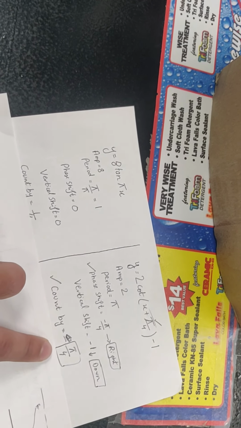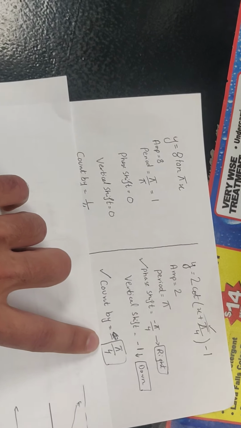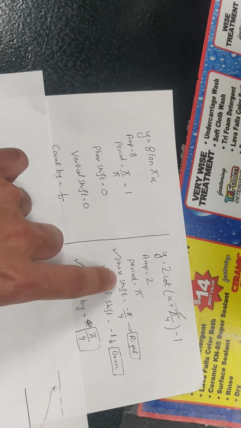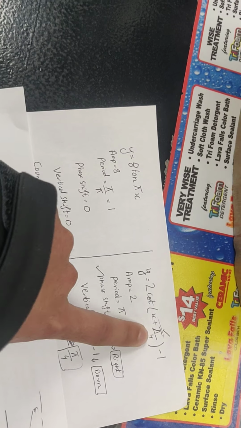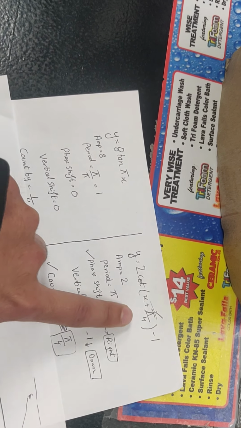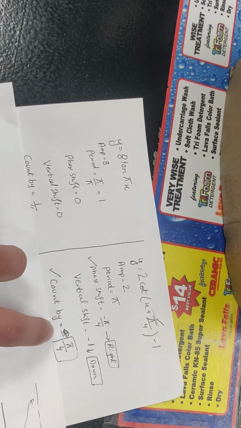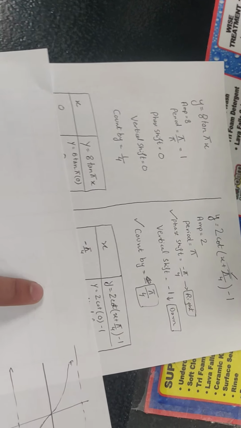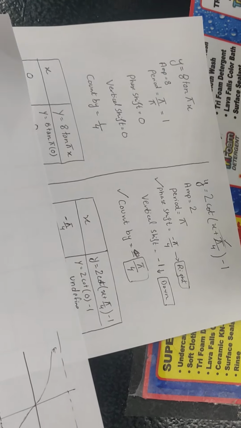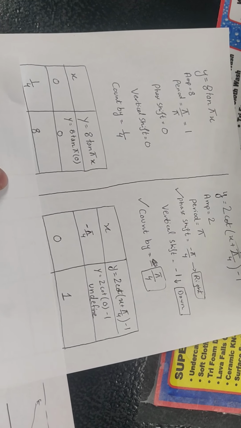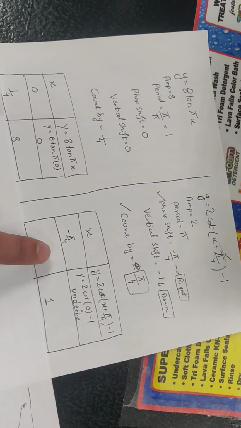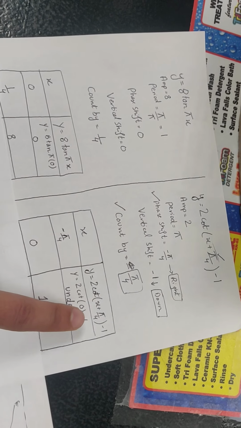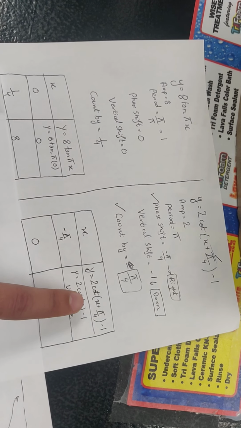In making graphs, to make the t-table easy, we make the count value, phase shift value, and the c value have the same denominator: pi by 4, negative pi by 4, pi by 4. So we can easily put them inside and find the respective values. Negative pi by 4 plus positive pi by 4 should be 0.